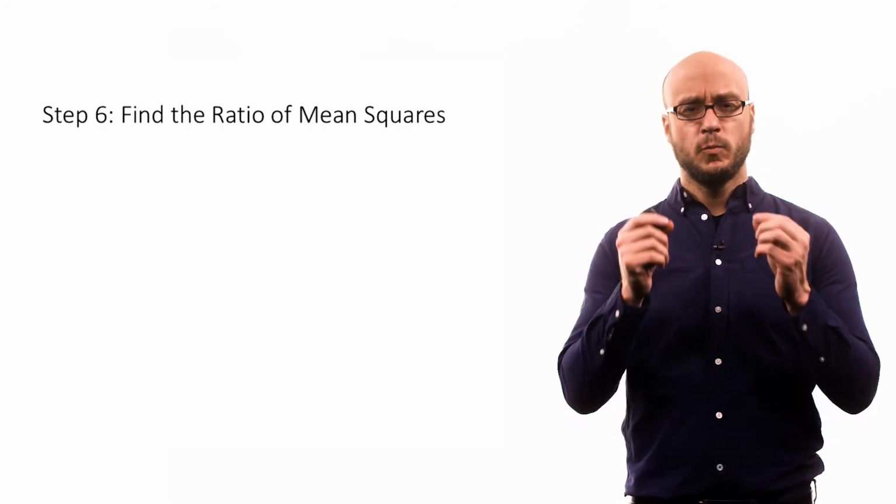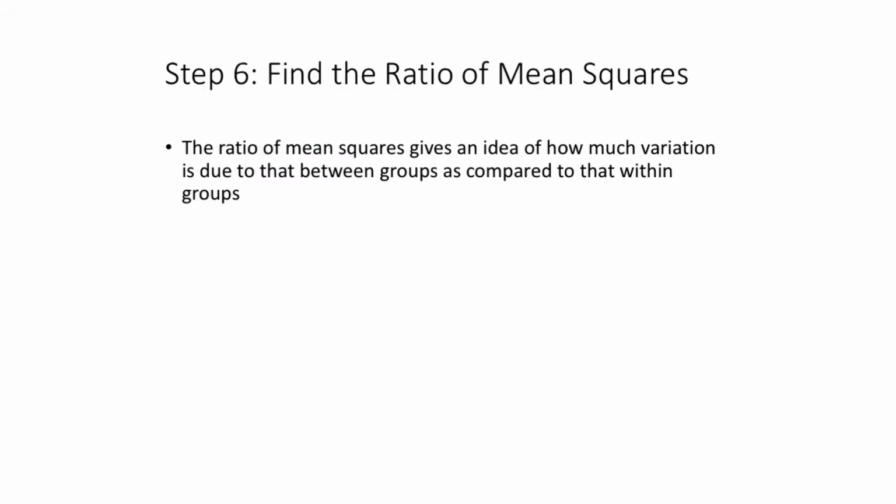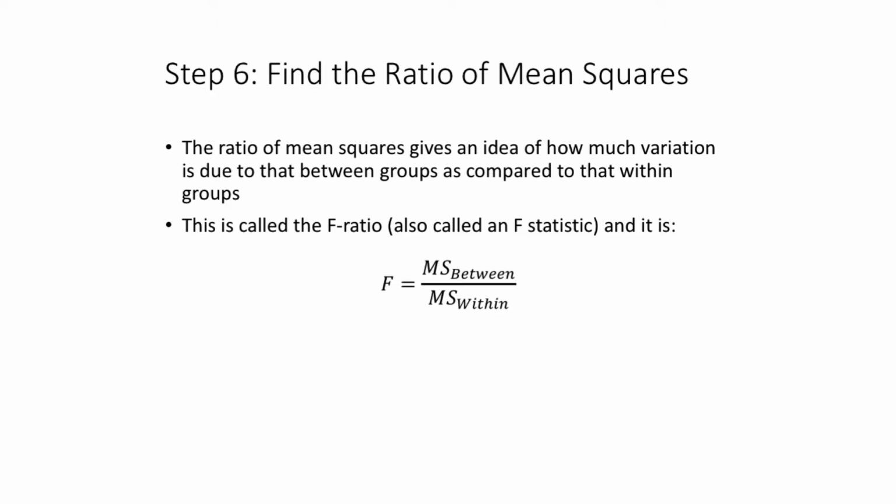For step 6, we will find the ratio of mean squares. The ratio of mean squares gives us an idea of how much variation is due to that between groups compared to that within groups. Sometimes this ratio is called an F ratio, or sometimes it's called an F statistic. This ratio, which is sometimes labeled F, is simply the mean squares between divided by the mean squares within. To put it another way, conceptually it's the average variability across groups divided by the average variability within groups.